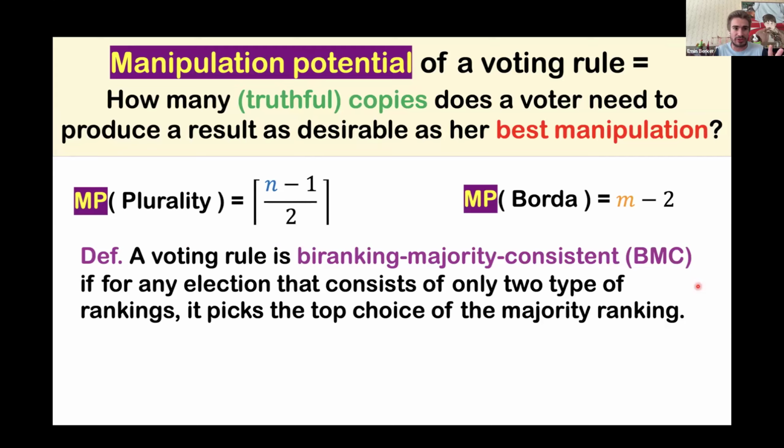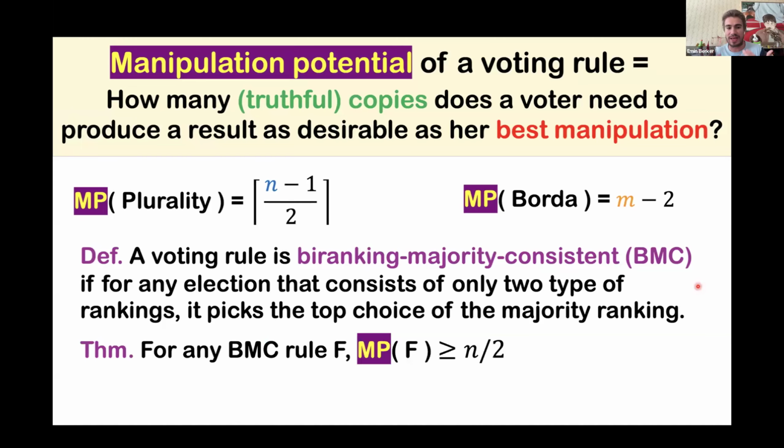So if 51% of the people say ABC, you need to go with A. Of course, this is implied by majority consistency. It's also implied by Condorcet consistency. We showed that none of these rules can beat plurality. It's always going to have a manipulation potential at least as large as plurality, and therefore at least as large as Borda, and much larger than Borda when there are more voters than candidates.